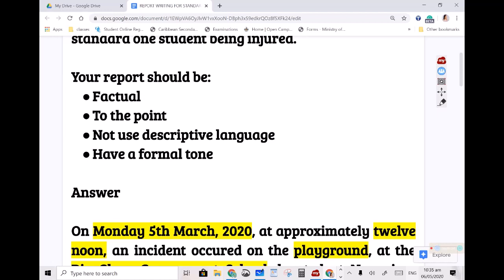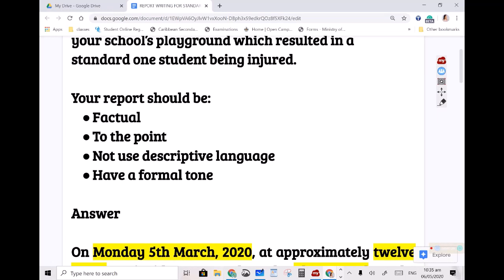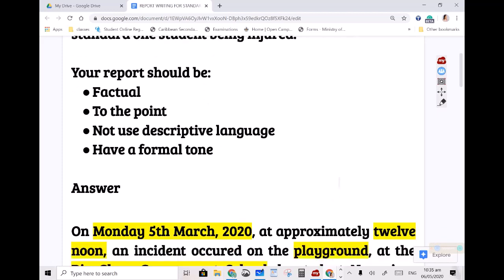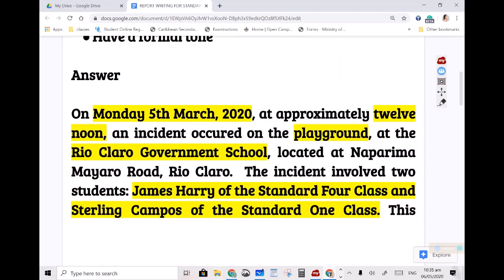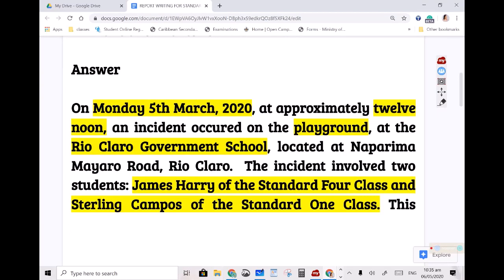Now, there are many other things that could be stated in report writing pertaining to the rules, etc. But because it is for standard 3 students, we don't want to overwhelm them with information. We just want to present them with the basic information that they need to go forward. So if we look at the answer, I have attempted to highlight some of the main things that they would need to have, again with an attempt not to overwhelm them.